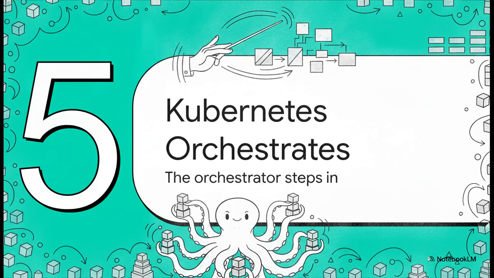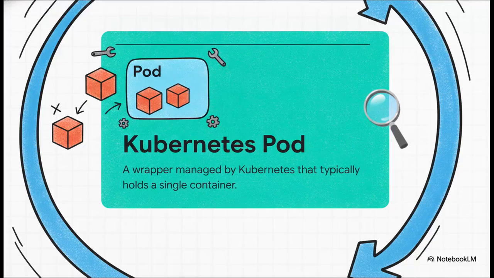Section 5, Kubernetes managing the chaos. The orchestrator steps in. To keep multiple containers healthy and survive the chaos of massive traffic, you need an orchestrator. Enter Kubernetes. Now here's a fun fact. Kubernetes doesn't actually interact with your Docker containers directly. Nope. Instead, it wraps your Docker container inside a management layer called a pod.